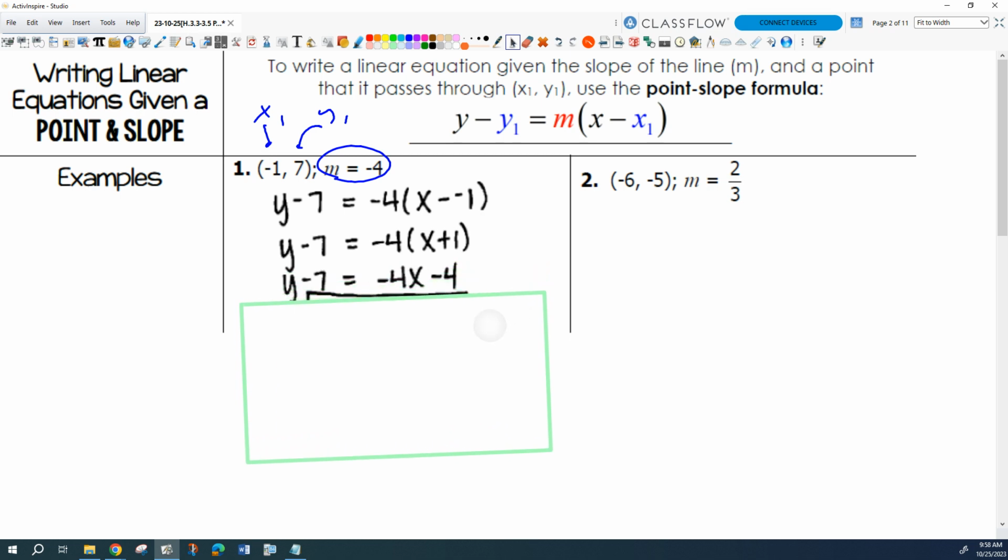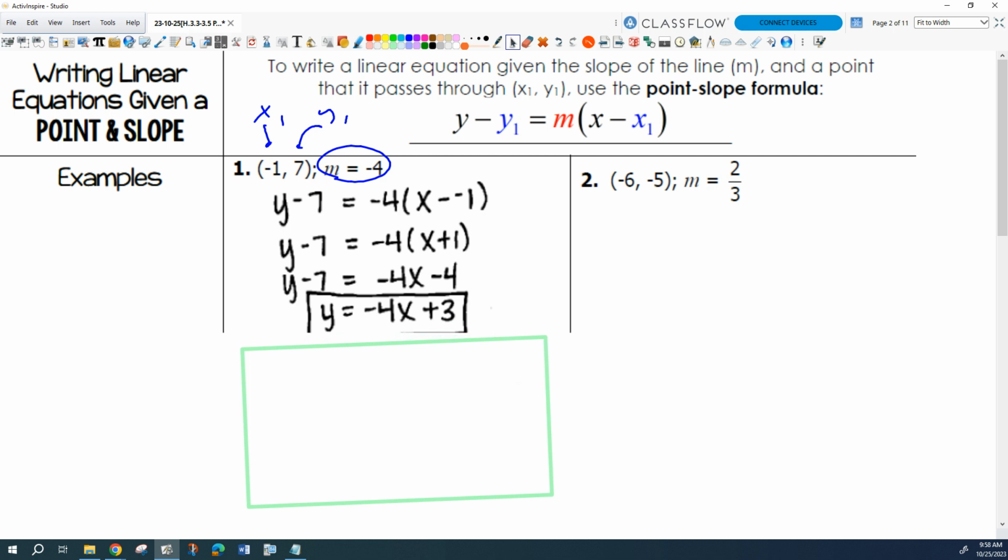Distribute -4. Good. And then add 7. And we got it. Okay. How familiar are you with this point slope form? Have you guys talked about this before? A little bit? Okay, give me 1 to 5 on point slope. Okay. Oh, okay, pretty good. All right. So maybe I'm probably spending a little too much time on this.